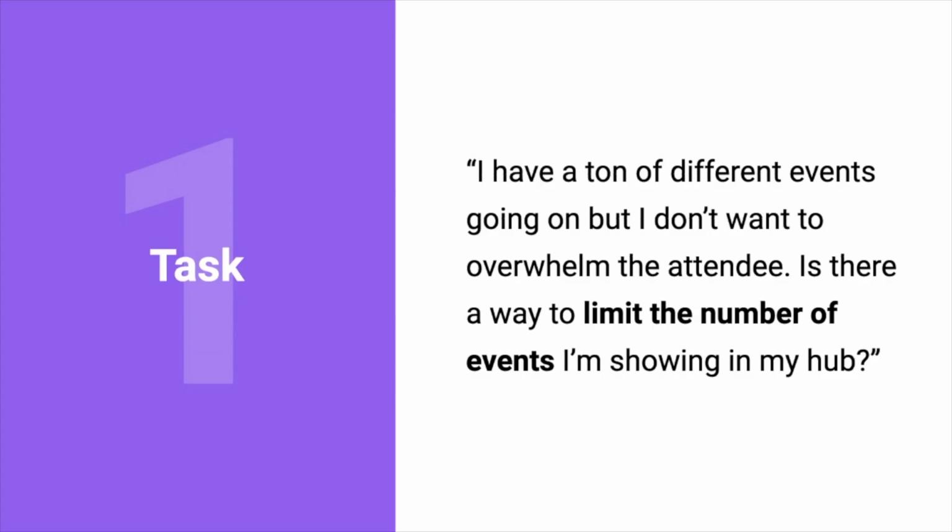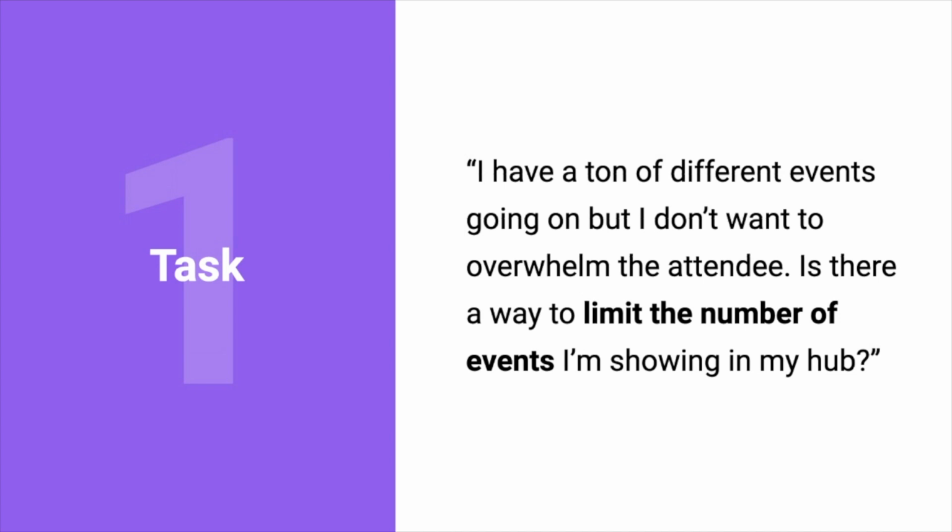Okay, task number 1. This user said, I have a ton of different events going on, but I don't want to overwhelm the attendee. Is there a way to limit the number of events I'm showing in my hub? So this is very common. A lot of people have a lot of different events that they want to show on one hub page, right? Maybe it's hundreds of events. And scrolling through that list could be really tedious and really overwhelming. And maybe you only want to show the 10 most relevant events, depending on whatever you want the relevancy to be. Maybe it's the ones that are upcoming the soonest or the closest to the person. We're going to get into that. So how do I limit the number of events I'm showing in my hub? Okay, memorize that task, digest it.